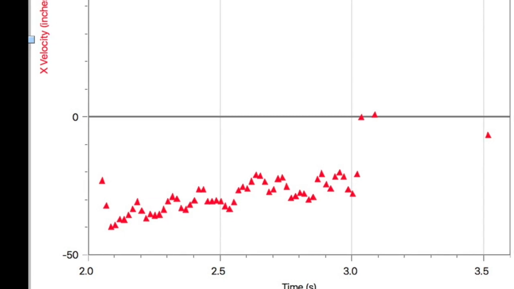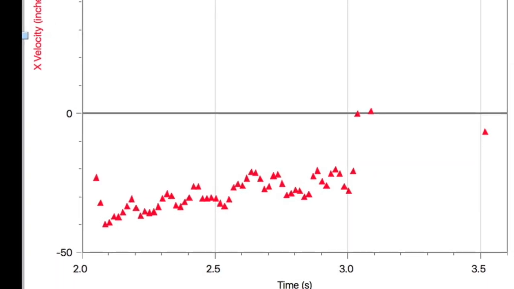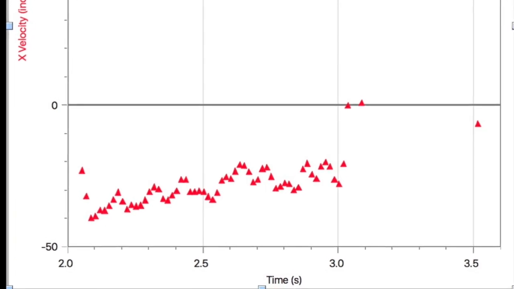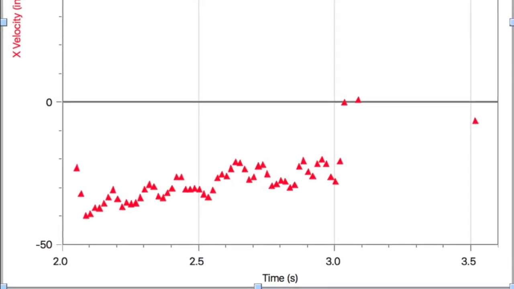This velocity time graph represents the horizontal velocity in inches per second. This shows how, as it moves away, the velocity gradually gets bigger as the ball picks up speed.